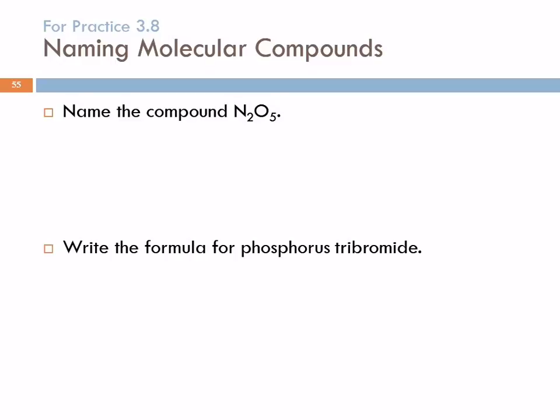So let's name this compound N2O5. What do we call that? Dinitrogen, because there's two nitrogens.